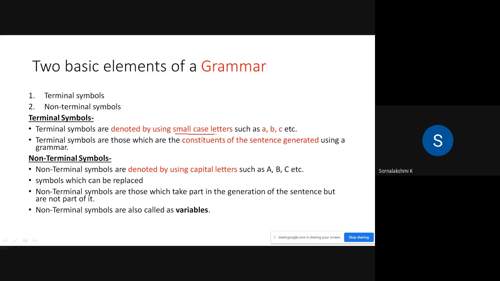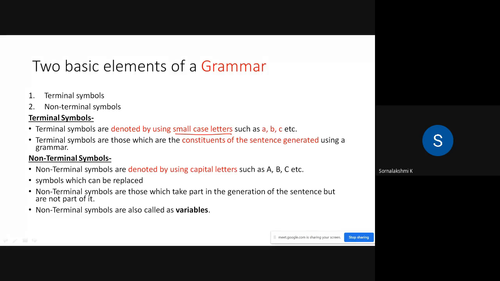Terminals are represented using small case letters a, b, c, etc. Terminals will be part of the final string that you generate. They will be part of the sentences or the strings that you generate finally, following a grammar.